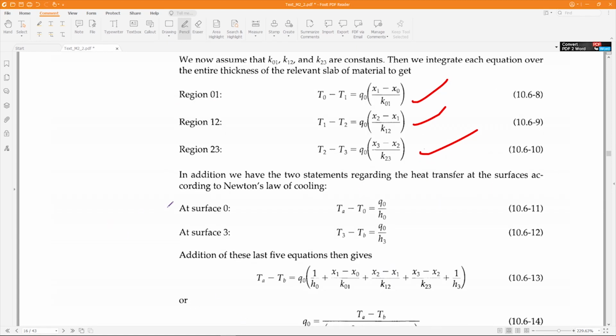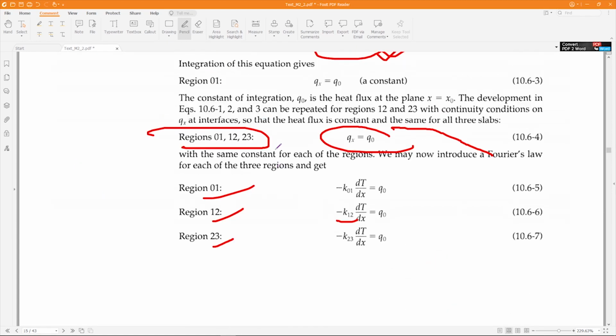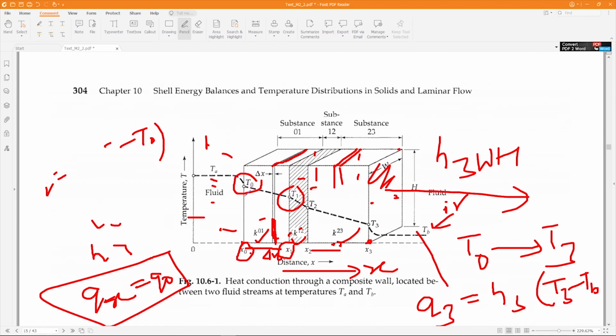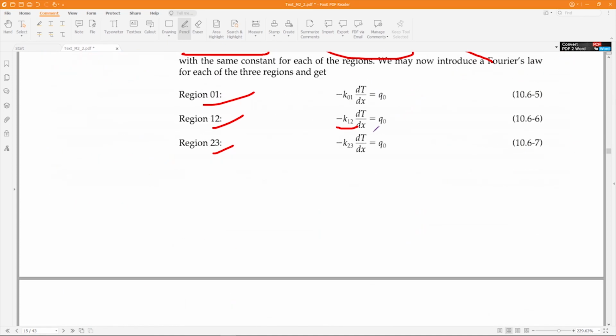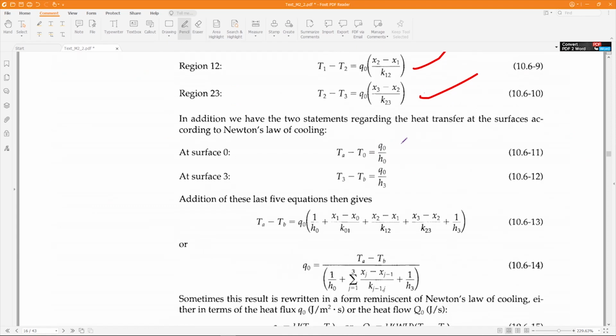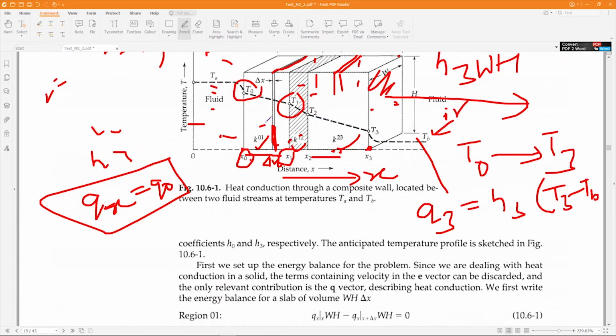You can apply boundary conditions. At x equal to x naught, you can apply Newton's law of cooling, right? So what is that? Newton's law of cooling at the surface naught is nothing but h delta T, right? So the flux at this point by Newton's law of cooling. What is that? It is nothing but h delta T, right?